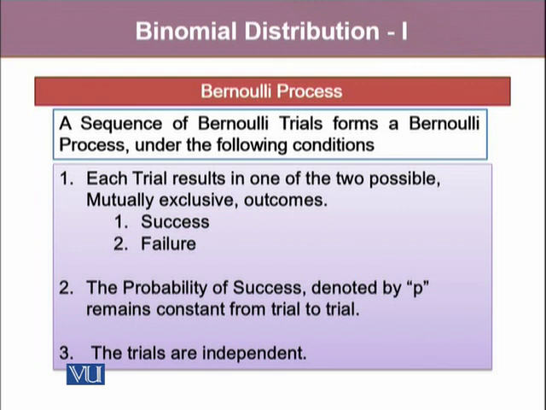The other condition for the Bernoulli process is that the probability of success will be denoted by P, and this probability of success will remain the constant from one trial to another until the end of the trials. And the third property, or the condition, will be that all the successive trials should be independent, which means that second Bernoulli trial will not have any impact from the first trial, whereas second will not have any impact on the third trial.